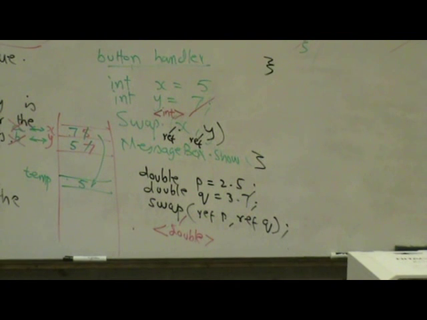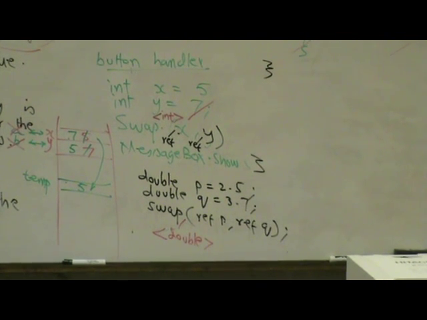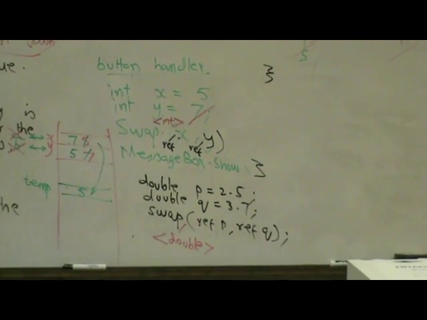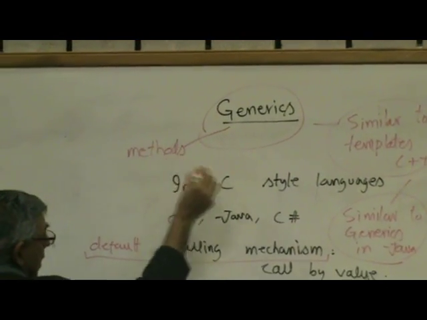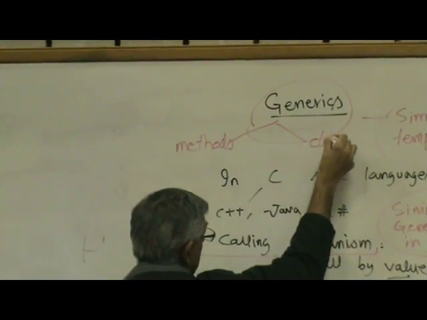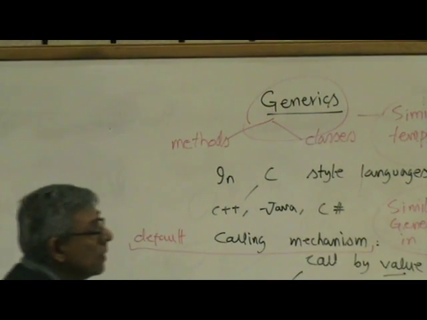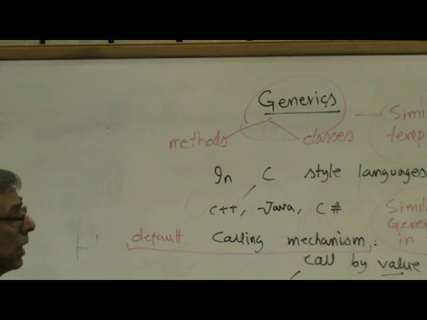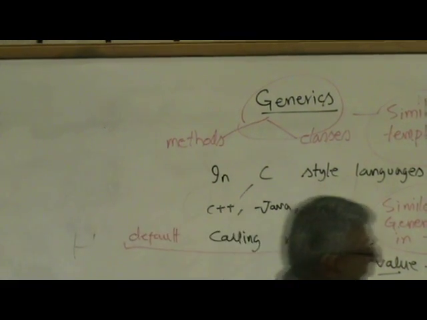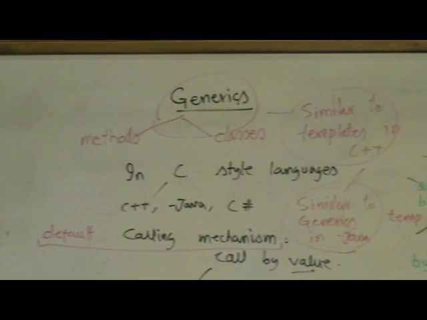Okay, so this is how easy it is to write what we call a generic method, okay? So see, we can have generic methods, just like I showed you the swap method. We can also write generic classes, okay? So now let me give you an example of a generic class, okay?